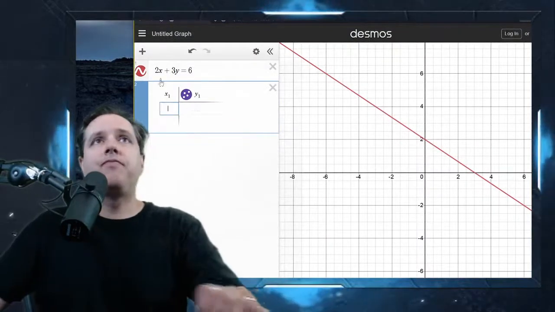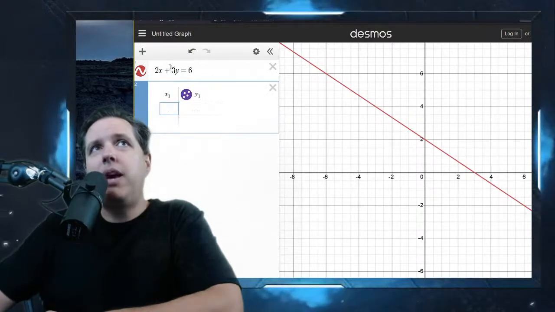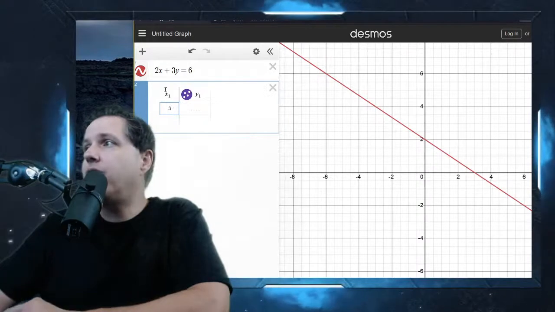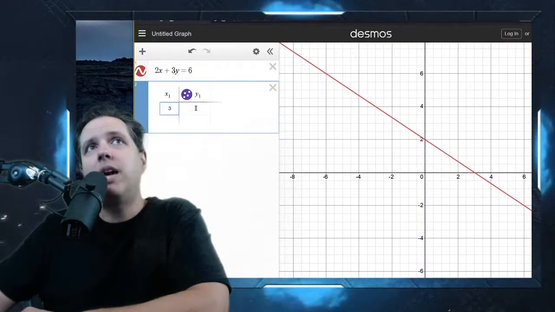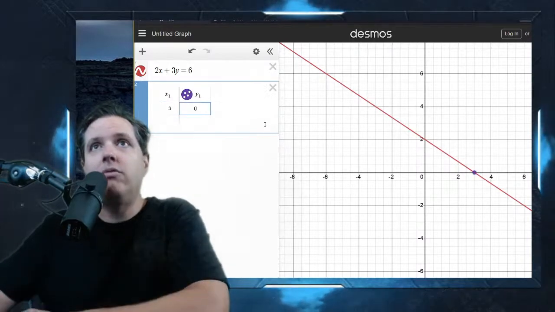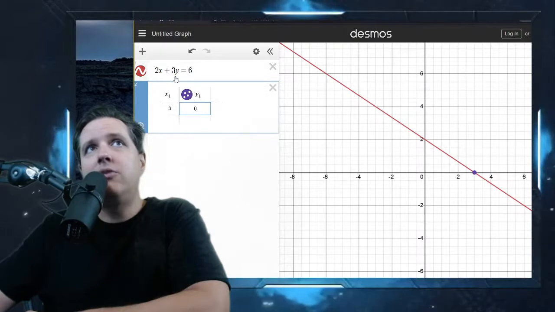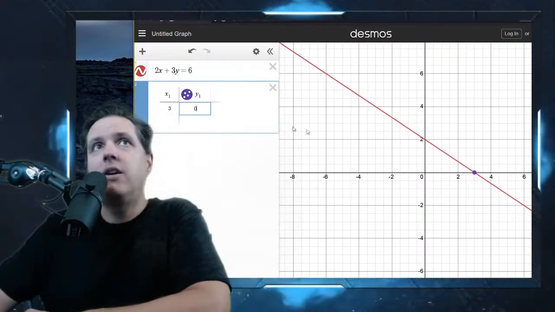Okay, so what if I picked, what's an x value I could pick? Well, I could pick 3 for my x value, right? So if I plugged 3 in here, that would be 2 times 3, which is 6. Well, that would mean that my y is 0, right? So if I plug in 3 for x and 0 for y, I get 6 equals 6. That's a true statement. Notice how that became a point on my line, right?